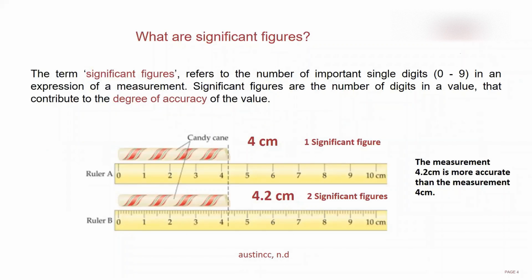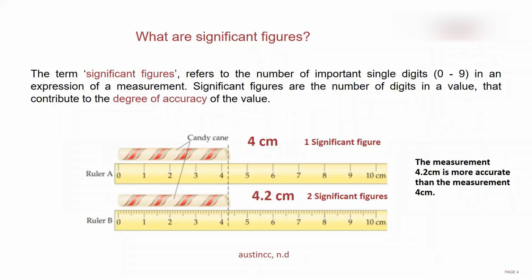The term significant figures refers to the number of important single digits, 0 to 9, in an expression of a measurement. They are the number of digits in a value that contribute to the degree of accuracy of the value.